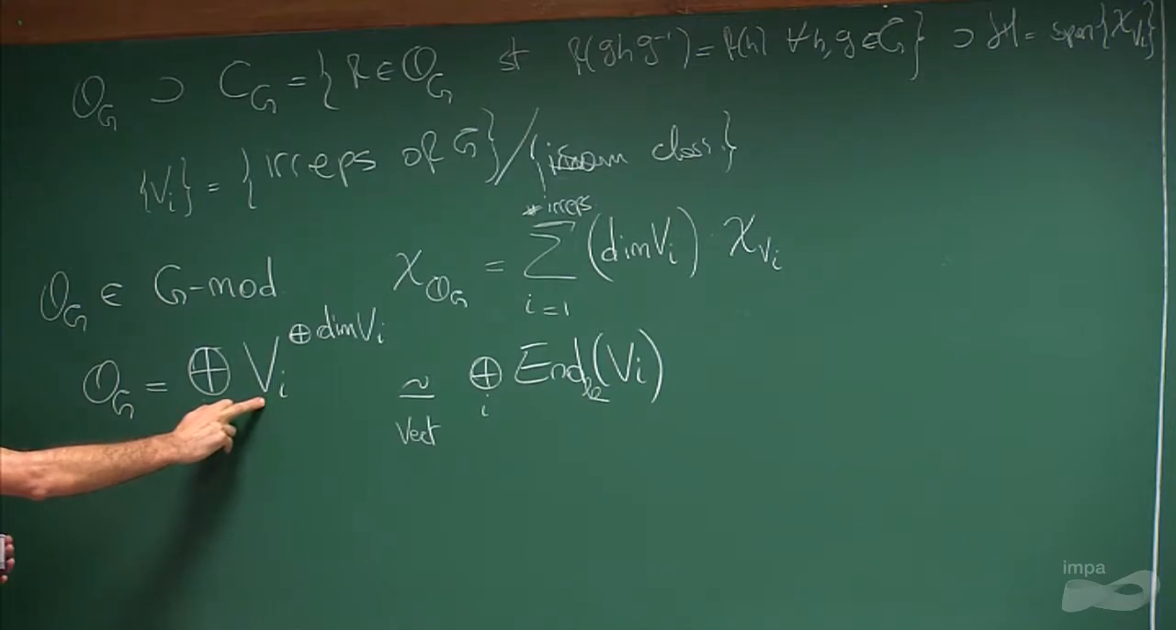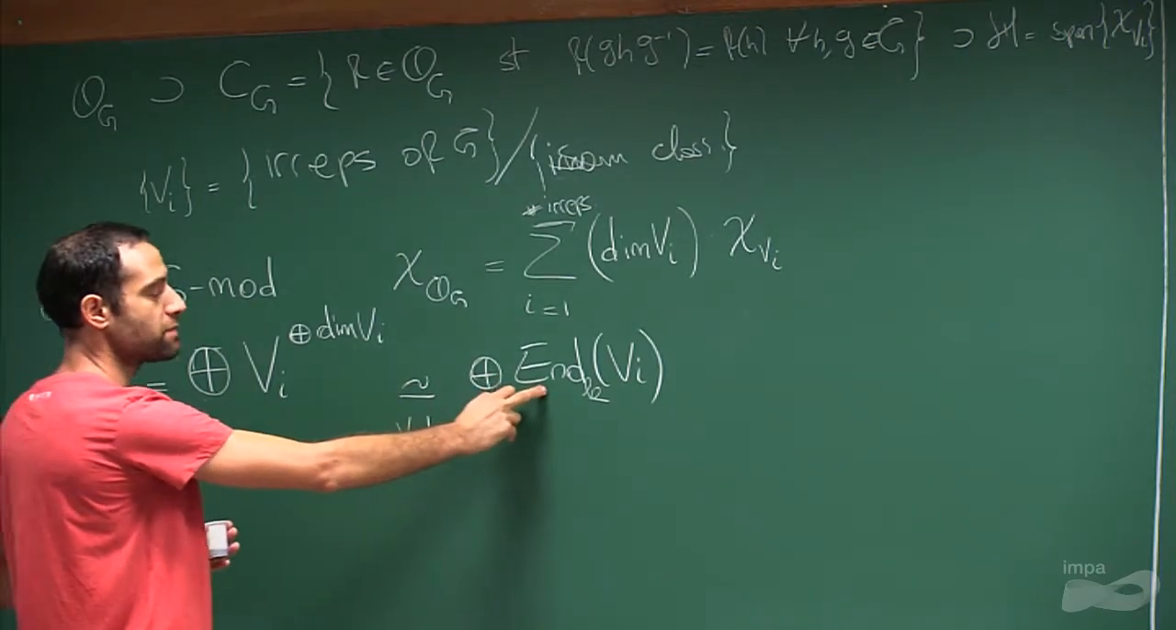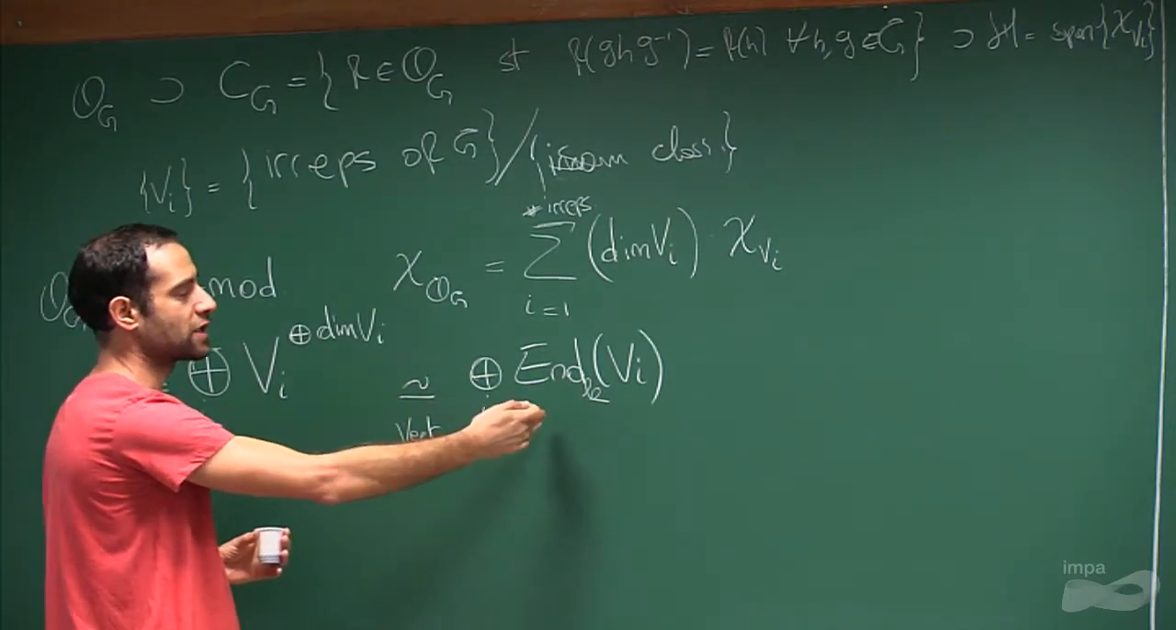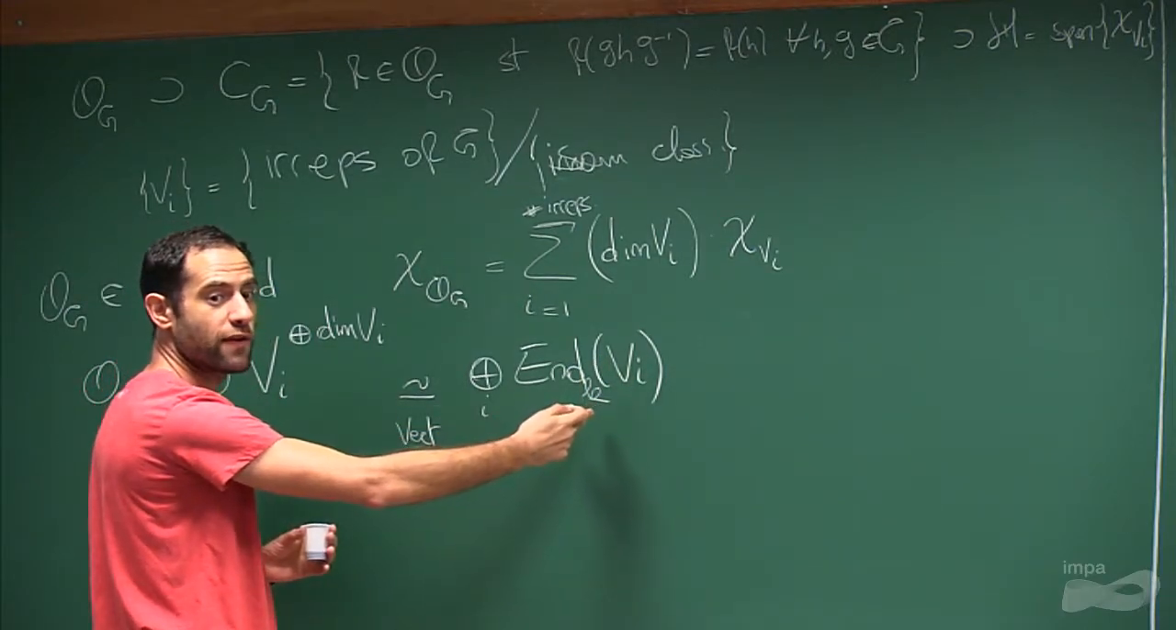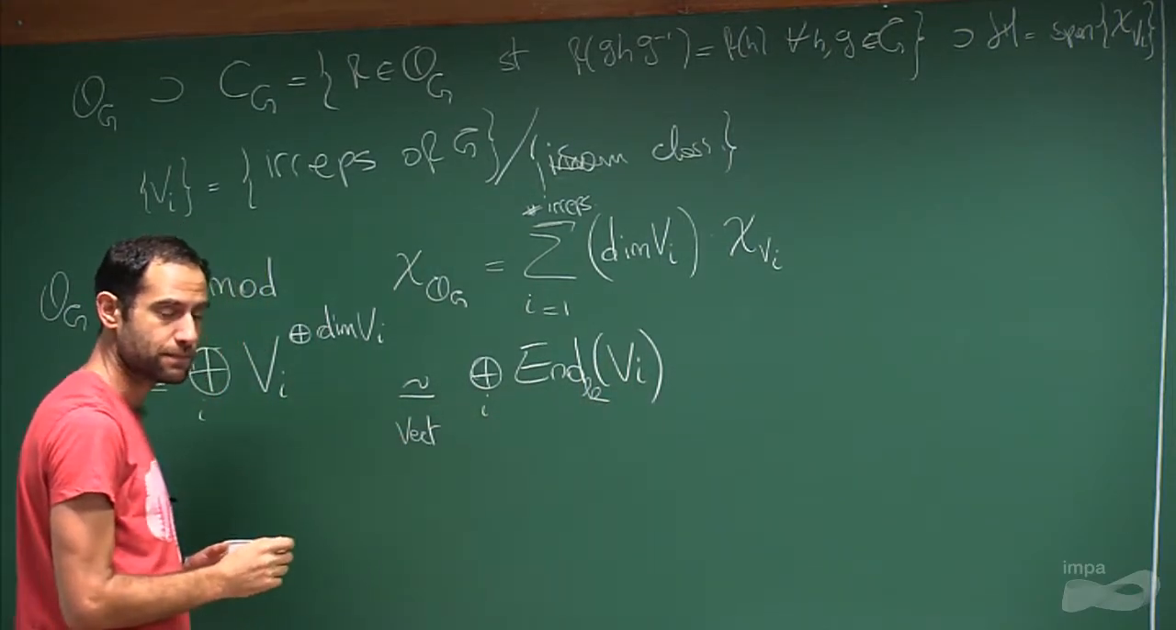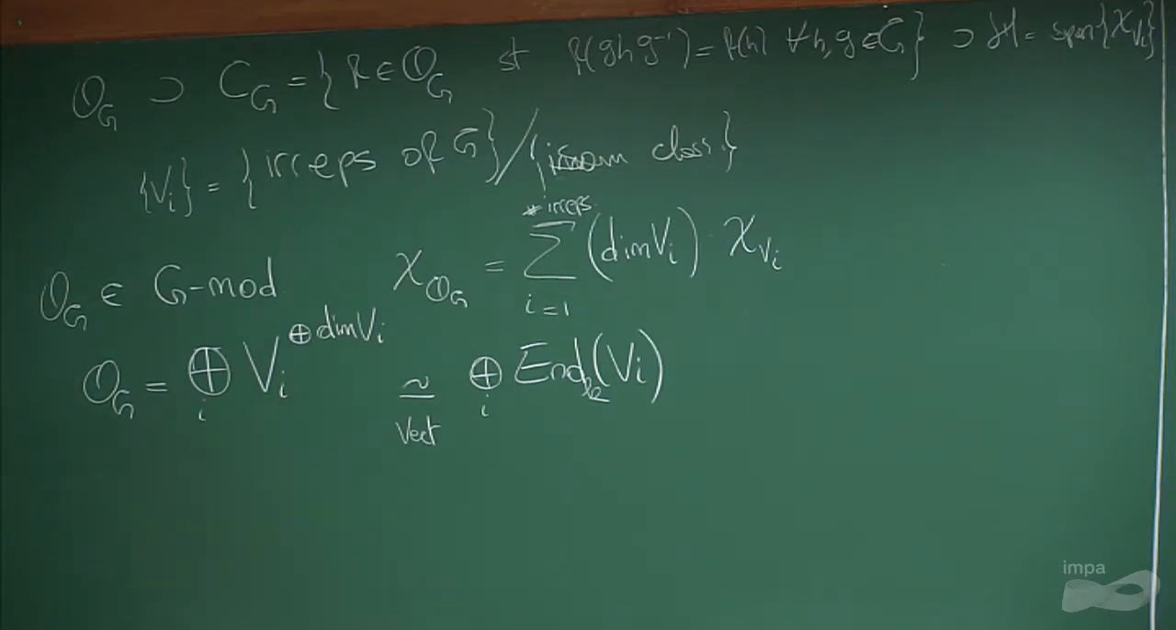G acts on each one of these Vi. And this gives this space a G-module structure that is not the usual one by conjugation in each Vi, but just multiplication on the left. So every irreducible representation appears inside of the regular representation. So that's one thing.